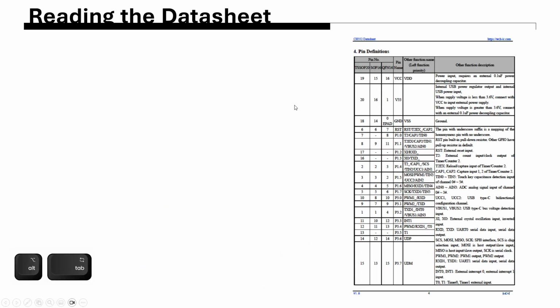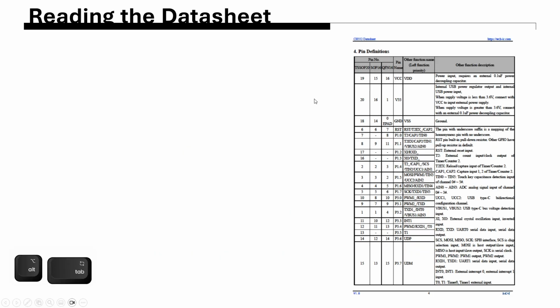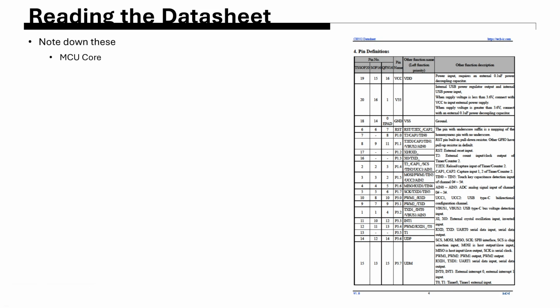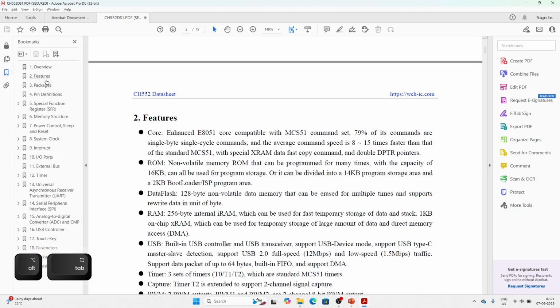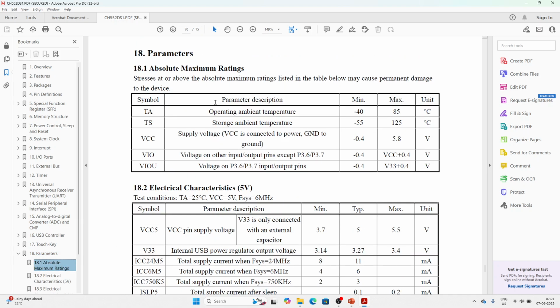So what should we be taking away from this microcontroller datasheet at first glance? We need to note these particular things down. What is the microcontroller core that we already saw? It is an 8051 core. Voltage recommendations, we'll look at right now. Usually this would be in parameters, right? Absolute maximum ratings.